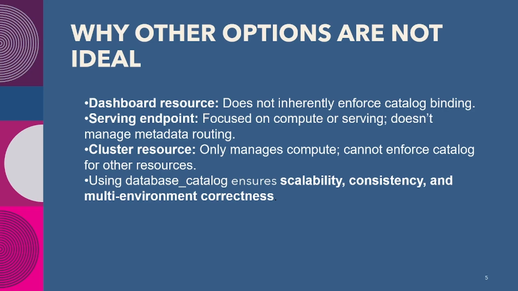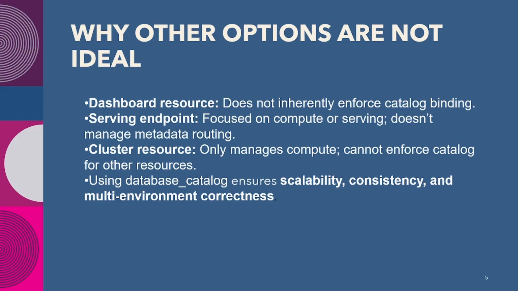So what does this really mean for you? By using database catalog in your Databricks bundle, you get a centralized, reliable, and maintainable way to ensure that all your deployed artifacts are pointing to the right catalog. It's especially critical when working in multi-environment setups, because catalogs can vary between development, staging, and production. This approach not only prevents mistakes, but also aligns with best practices for governance and compliance.